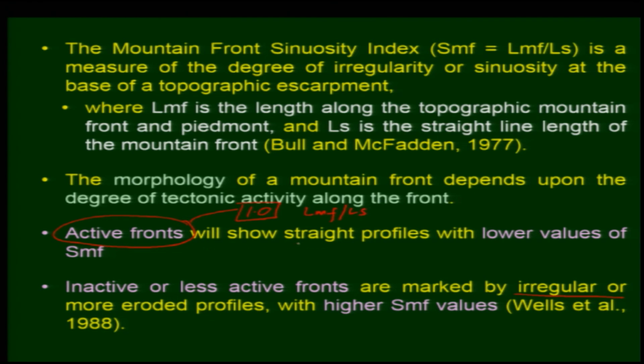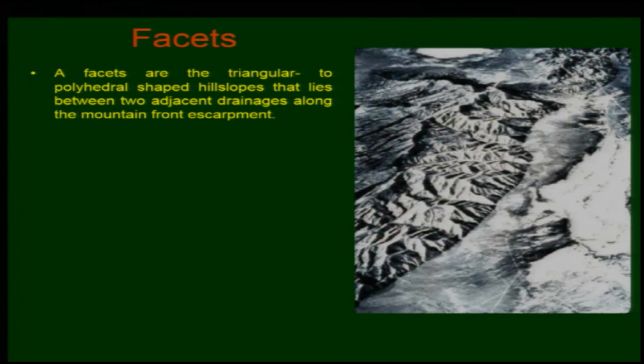So, active fronts will have straight profiles with lower values, whereas inactive fronts will have irregular, more eroded profiles with higher SMF values. This is the important point one has to keep in mind when calculating the mountain front sinuosity. Now, faceted fronts, as we discussed, will show very sharp fronts, and the triangular facets, which I was showing in the previous slide, are the same slide here. So, these are the triangular facets.